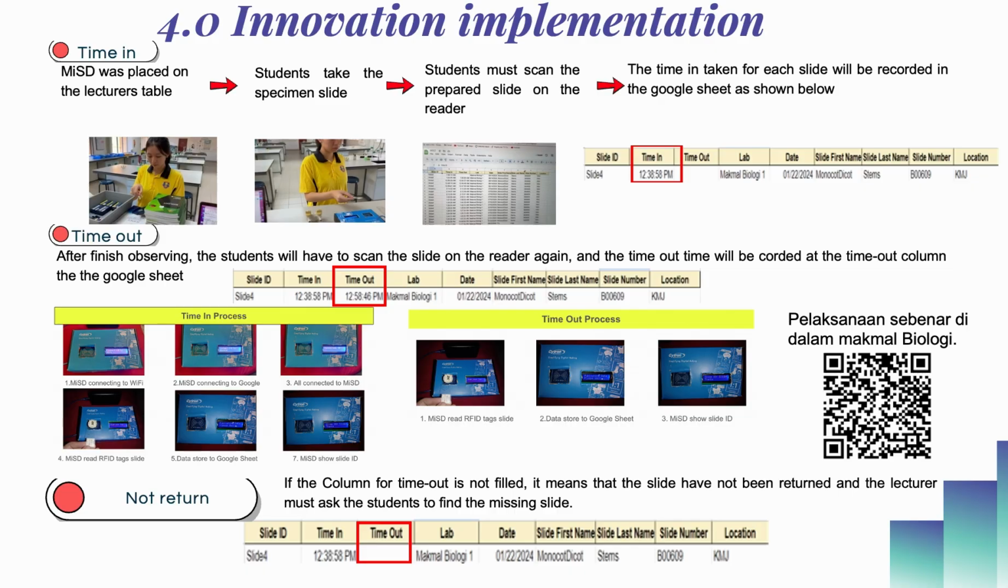For the time out, after finishing observing the specimen slides, the students have to scan the slide on the reader again, and the time out will be recorded in the time out column in the Google Sheet. If the time out column is not filled, as in the part marked not written, it means the slide has not been returned and the lecturer must ask the students to find the missing slides.